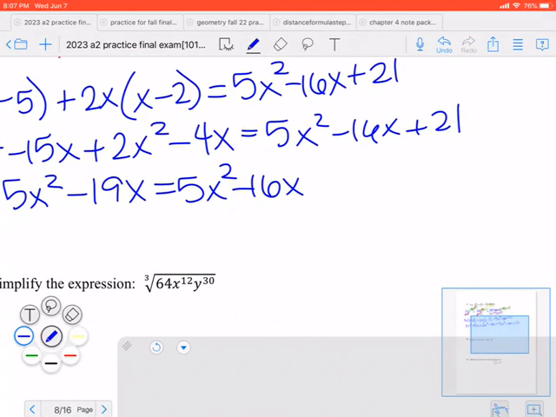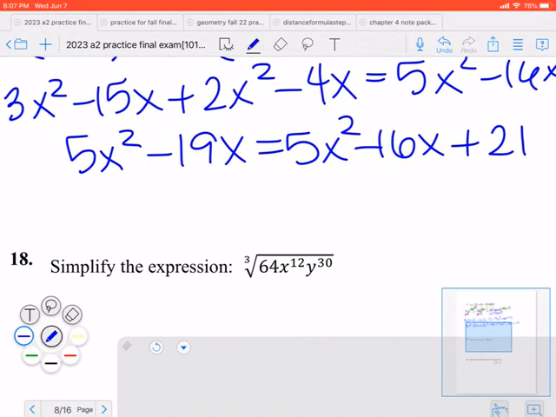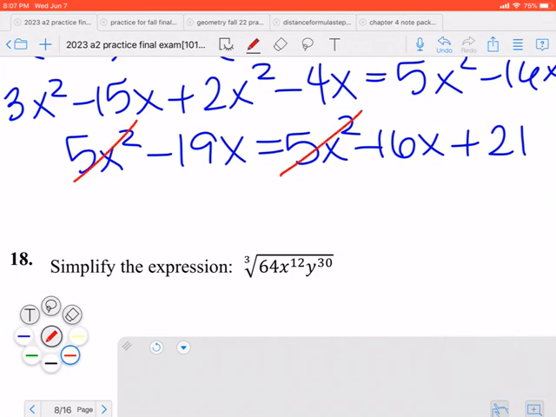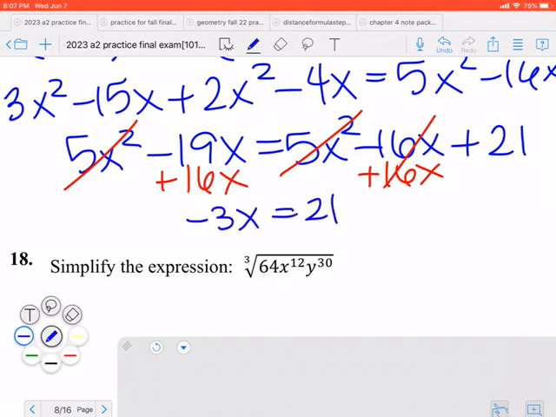so it's not even quadratic. I think they're making these too easy. Minus 5x squared both sides, and then I'll add 16x both sides. Now we have negative 3x equals 21. Divide both sides by negative 3, giving us negative 7.